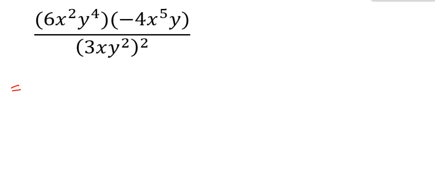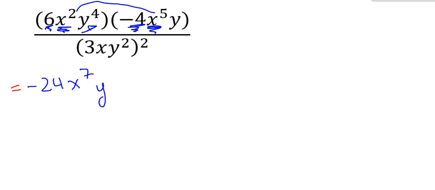Okay, so let's do the top. 6 times negative 4. So again, the 6 and the negative 4, those are not bases or exponents. They're just numbers. 6 times negative 4 is negative 24. Then I'm going to do x squared times x to the 5. So this is where the exponent law says, if you're multiplying x times x, just add the exponents. 2 plus 5 is 7. And then I have y to the 4 and y to the 1. So y to the 4 plus 1. So I actually have y to the 5. So that's the entire numerator done and taken care of.